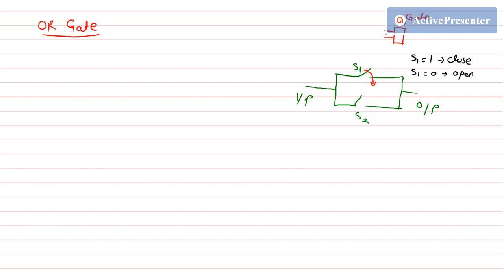So the open condition will be represented as 0 and the closed condition will be represented as 1. Similarly for S2, the same case. Now let us write here S1 and S2, and here I will write the output. Suppose some input is given, I don't know what the input is, and you will get some output. So let us consider all the possible combinations of the switches.